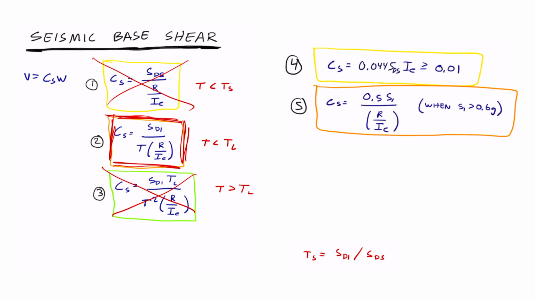And once you decide which equation to use for CS, calculate CS, and then you have to check the lower bounds with equations 4 and 5. And once you find CS, then just plug that back into the base shear equation, and you get your seismic base shear.